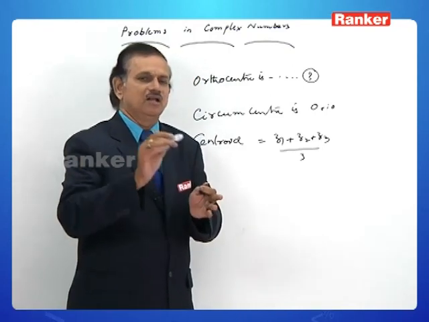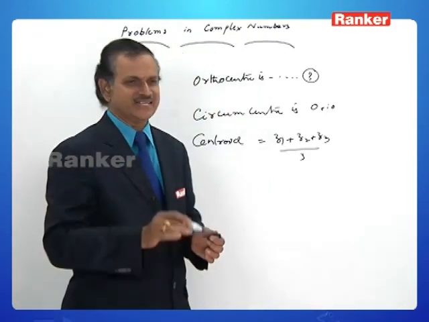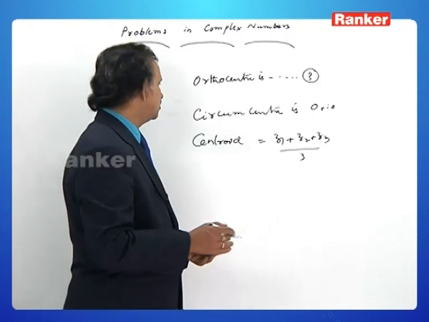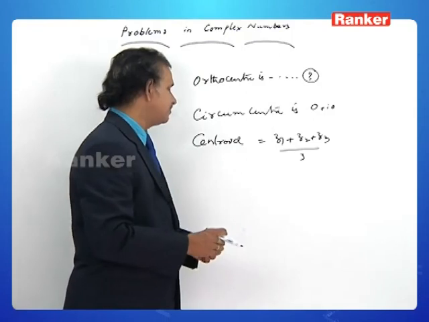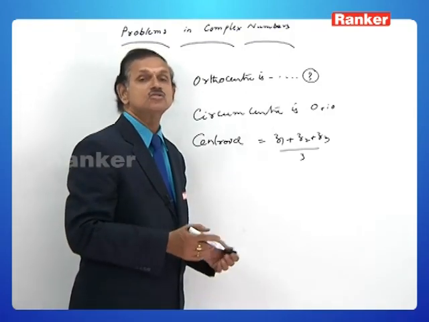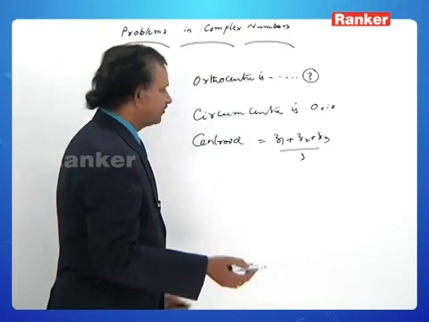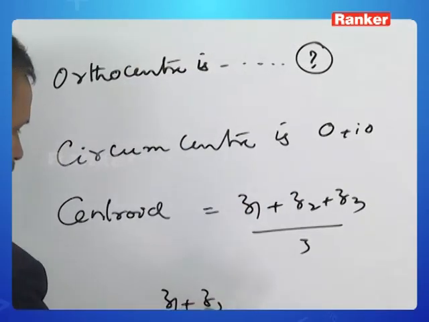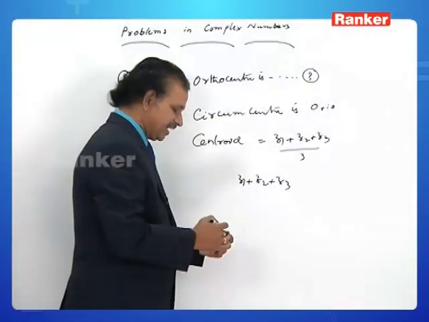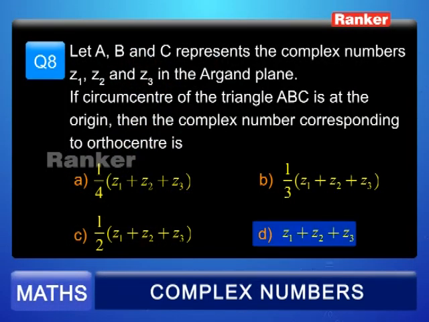Hence, in general, centroid lies in the middle. It divides, of course, in the ratio 1:2. But here we require orthocenter. It divides the line joining circumcenter and centroid in the ratio 2:3 externally. If you apply it, it's very easy to see that the answer is Z1 plus Z2 plus Z3. Therefore, the answer is option D. That is, Z1 plus Z2 plus Z3 is the required orthocenter.